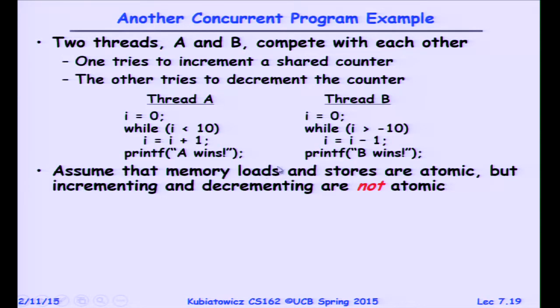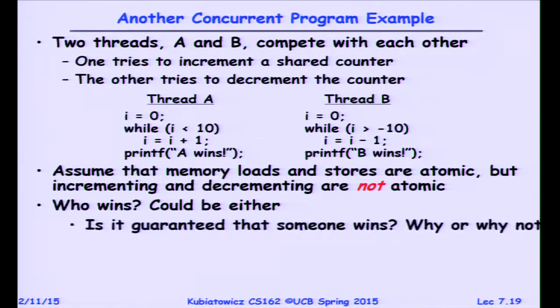So if we assume that memory loads and stores are atomic, but incrementing and decrementing is not atomic, then we got a big problem here, because it's not even the case that whenever you execute I equals I plus 1 or I equals I minus 1, that you actually end up increasing or decreasing I, because you can interleave different thread instructions, okay? Because I equals I plus 1 is not an atomic operation. Okay? So who wins could be either.